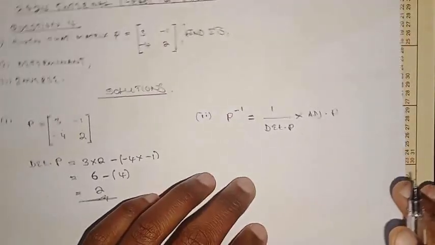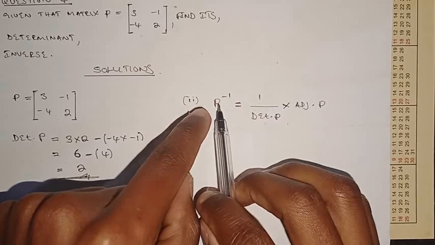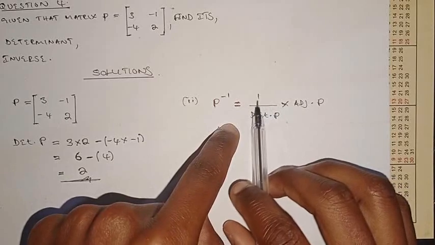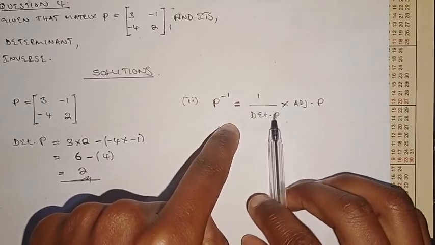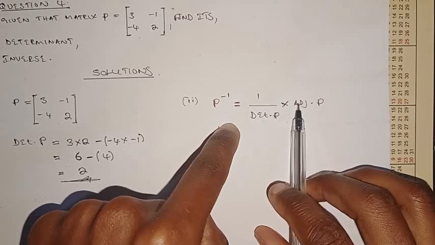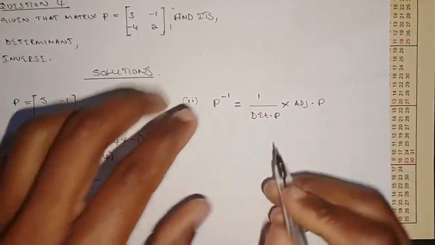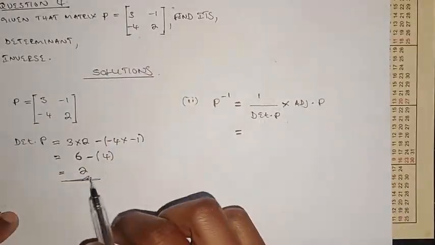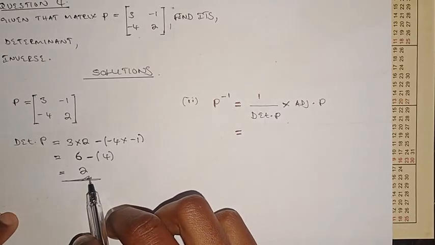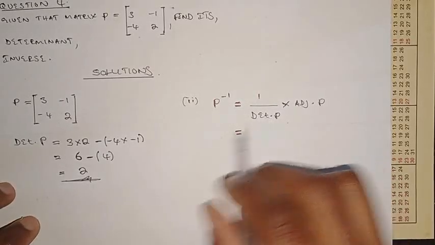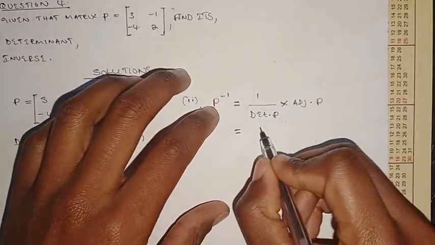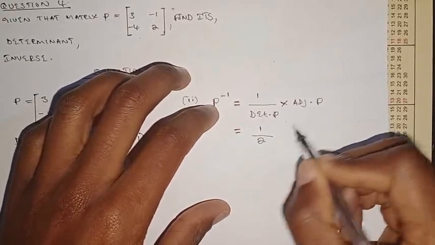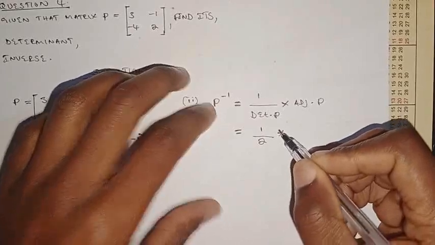So let me just explain briefly. To find the inverse of matrix P, we first of all find the inverse of the determinant multiplied by the adjoint of P. So now here we already know the determinant because we have just found it, which is a 2. So we just substitute this part with that 2 that we have already found. So it's going to be 1 over 2, which is simply half, times the adjoint.